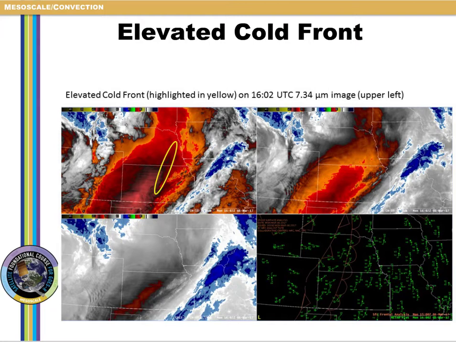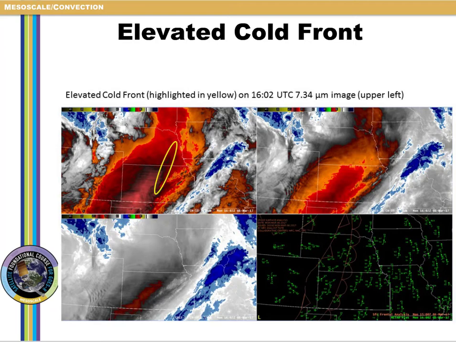Again, for the same reason we use this band to identify the EML. It's also where elevated cold fronts usually exist. The other water vapor bands are typically too high in altitude. In the static image, we'll start by indicating the elevated cold front with this yellow oval on the 7.3 micron band. Compare this with the surface analysis in the lower right, which shows the surface cold front west of the elevated cold front at this time.